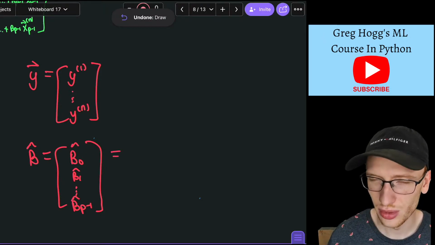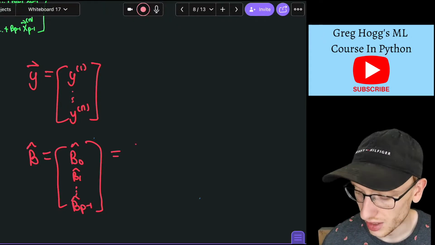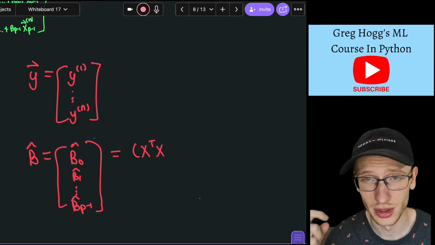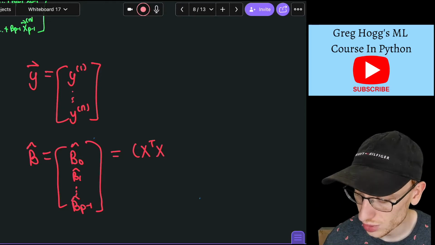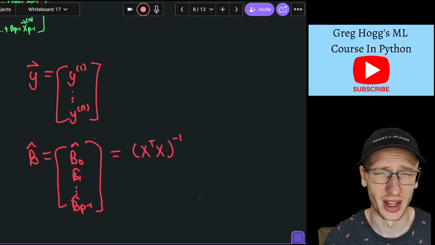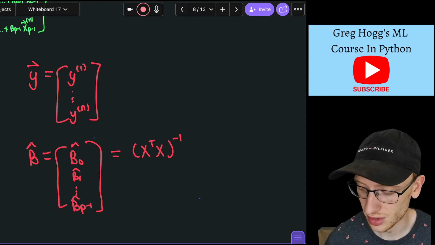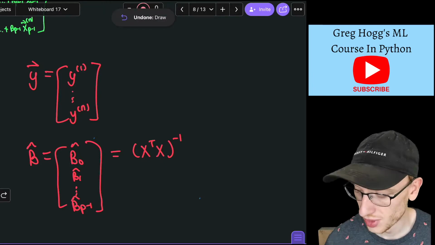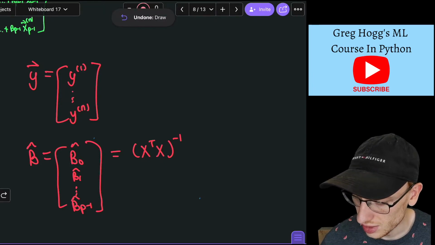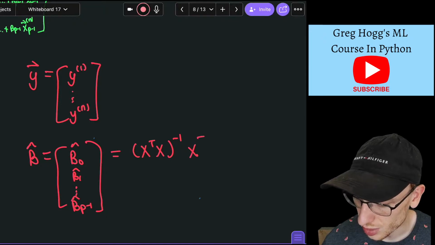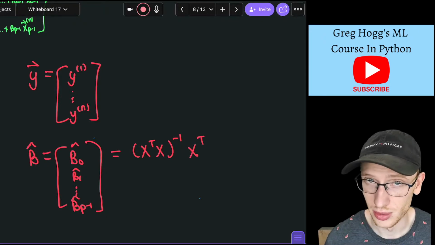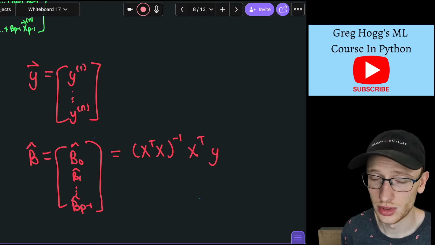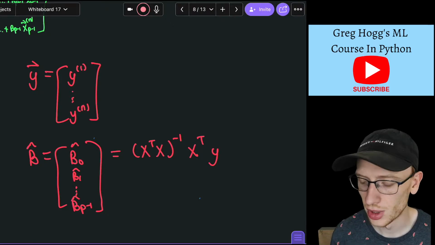We can get this whole thing in one go as x transpose x, and I just did the transpose of a matrix, which I haven't even shown you yet, x transpose x inverse, which I have not explained the inverse of a matrix yet. This thing is a matrix, and the inverse of that is a matrix. So x transpose x inverse x transpose, y. Okay, so hopefully that made no sense. If that did make sense, then good job.